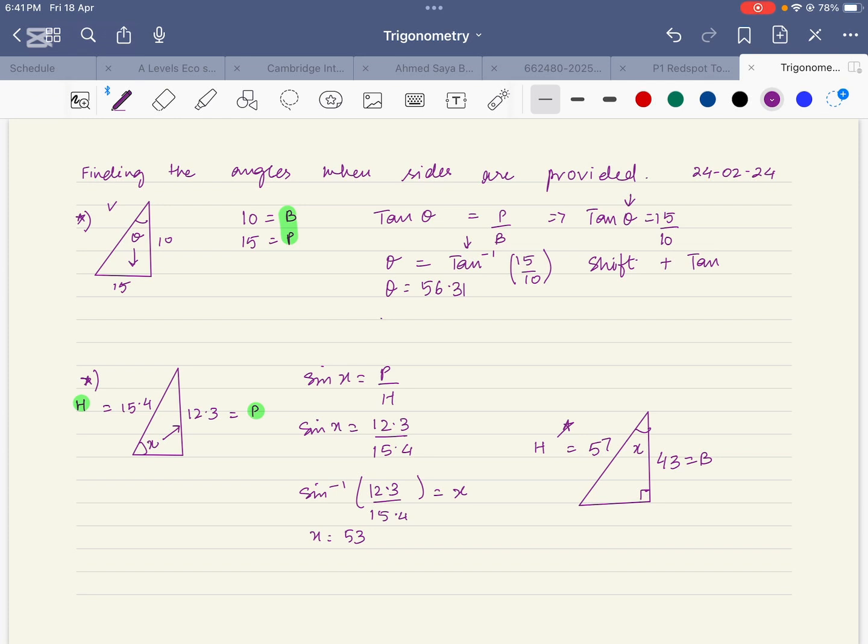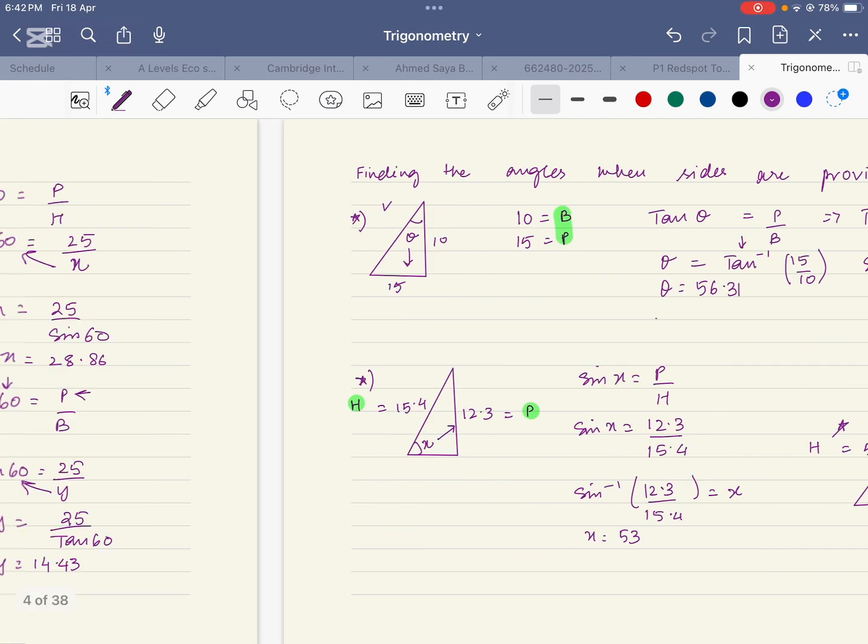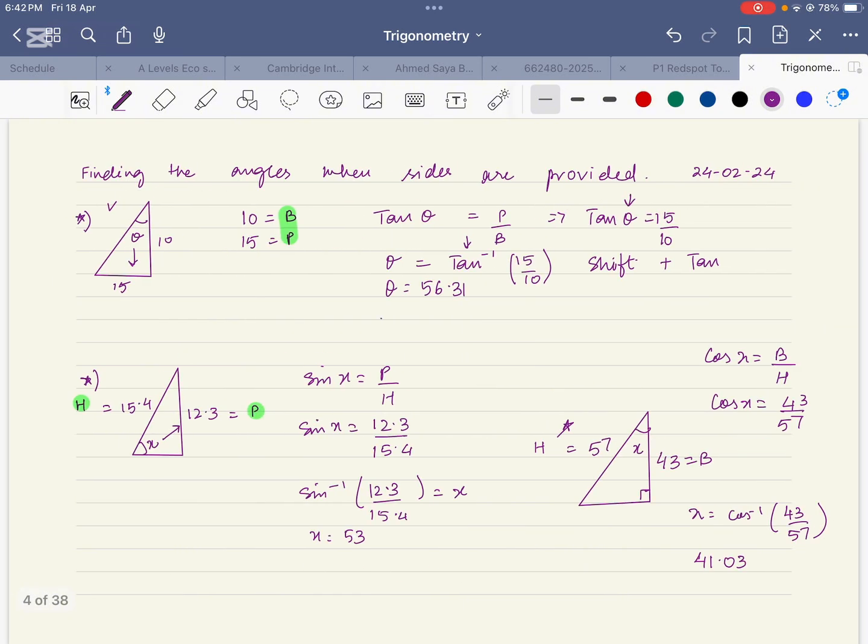And for the third one, we have base and hypotenuse, so we are going to use cos. Cos x is equals to base upon hypotenuse. Cos x is equals to base is 43, hypotenuse is 57. x is equals to cos inverse 43 upon 57. Let's find out the answer. Cos inverse 43 upon 57. The answer is 41.03. This is how you calculate the angles and sides using trigonometric ratios.